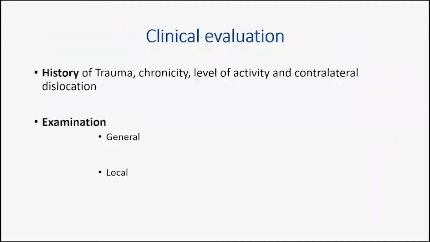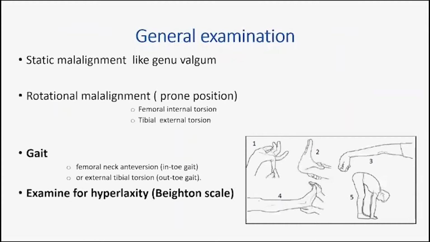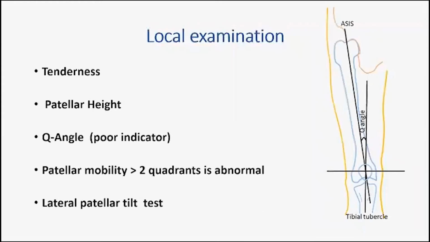Clinical evaluation includes history of the trauma, the chronicity, level of activity, and history of contralateral dislocation, and includes general and local examination. General examination includes malalignment of the patient if present, like genu valgum; rotational malalignment in the prone position should be assessed, as well as the gait of the patient and hyperlaxity by the Beighton scale. Local examination includes full knee examination for effusion and for tenderness over the medial aspect of the patella and the medial femoral condyle. Patella height can also be assessed clinically in the sitting position, along with Q angle and patellar mobility; if it is more than two quadrants, it's abnormal. A lateral patellar tilt test identifies lateral structure tightness.